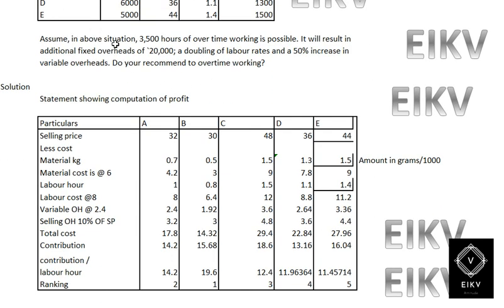Assume in the above situation 3,500 hours of overtime working is possible. It will result in an additional fixed overhead of 20,000, a doubling of the labor rate and a 50% increase in variable overhead. Do you recommend overtime working?